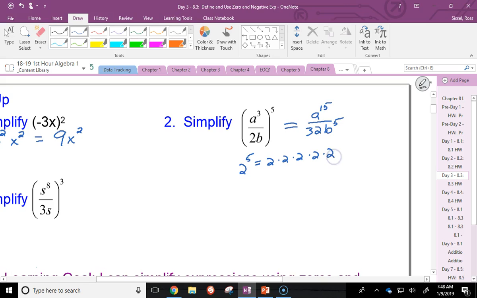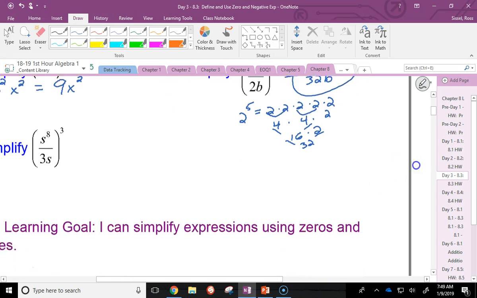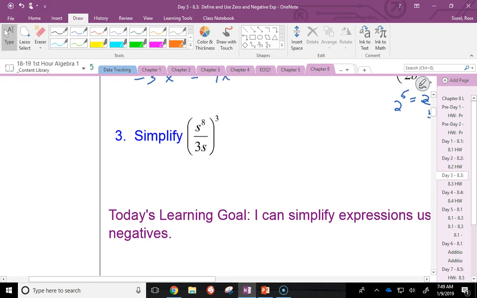Good. Remember when we have the exponent on the outside, we're multiplying it in. 2 to the 5th power. 2 times 2 is 4, 4 times 4 is 16, and 16 times 2 is 32. So, great job, Alex. And the last one, very similar.